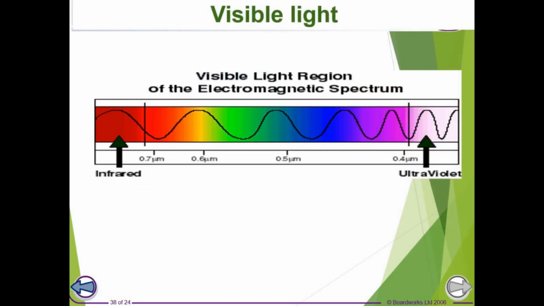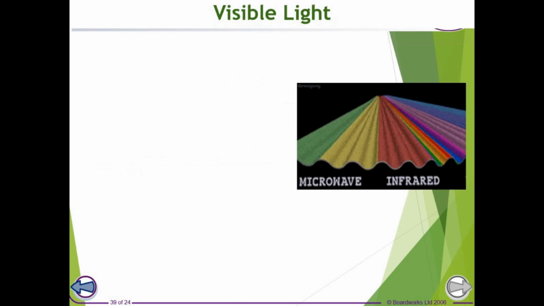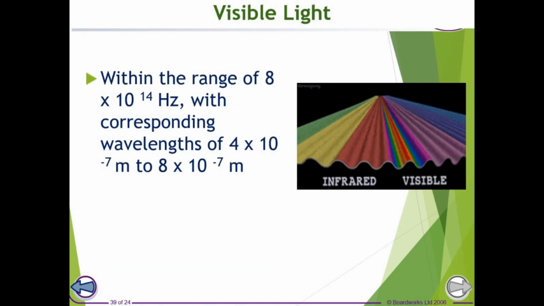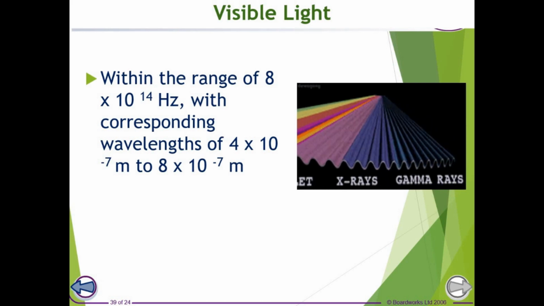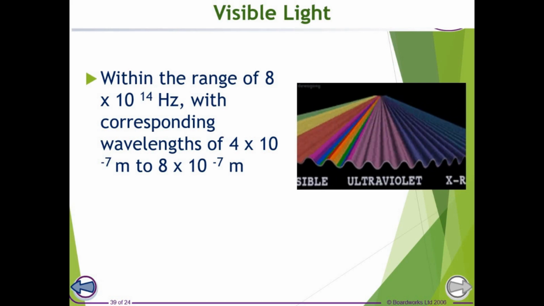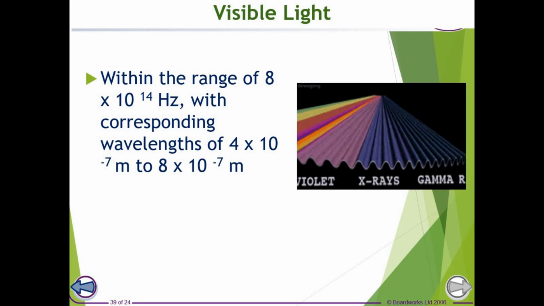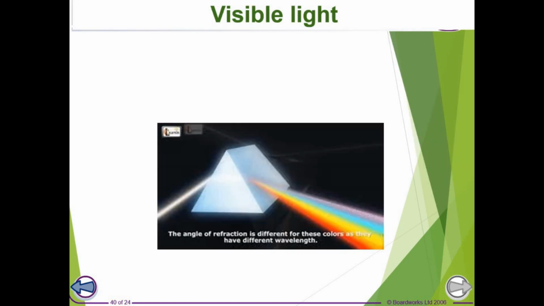Now, visible light is a small portion of this spectrum. This is the only part of this energy range that our eyes can detect. What we see is a rainbow of colors. Visible light is within the range of 8 times 10 to the 14 Hz with corresponding wavelengths of 4 times 10 to the negative 7 meters to 8 times 10 to the negative 7 meters.